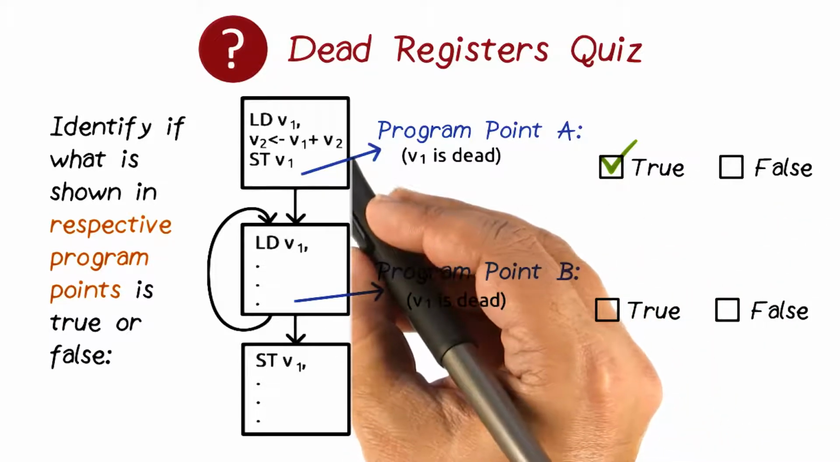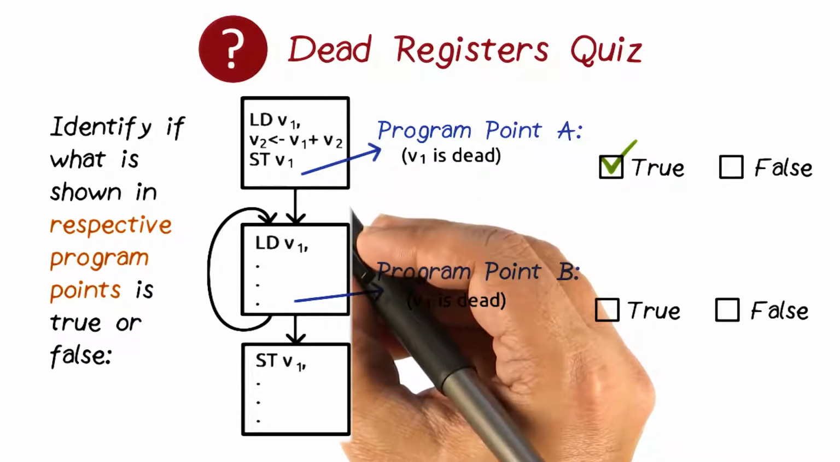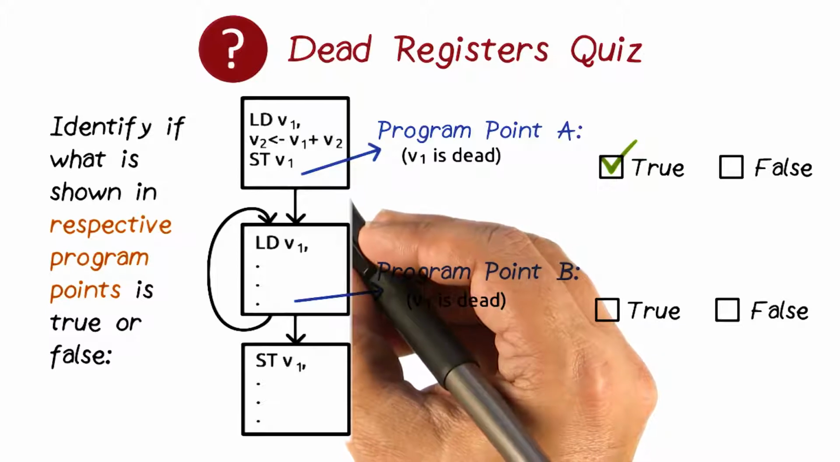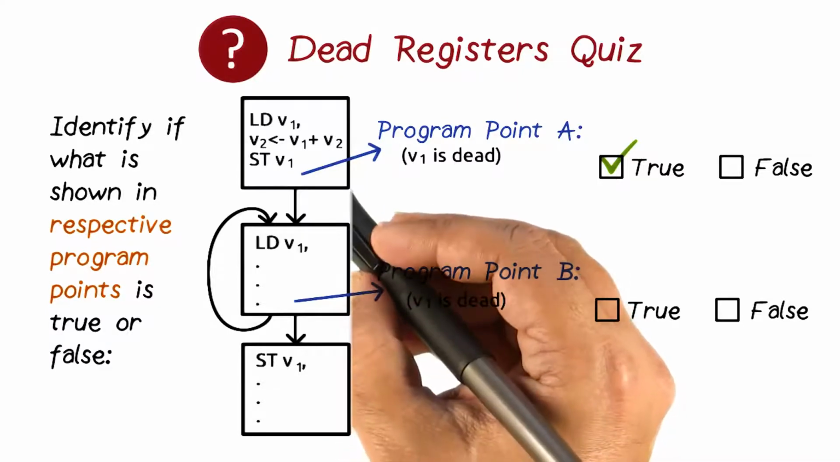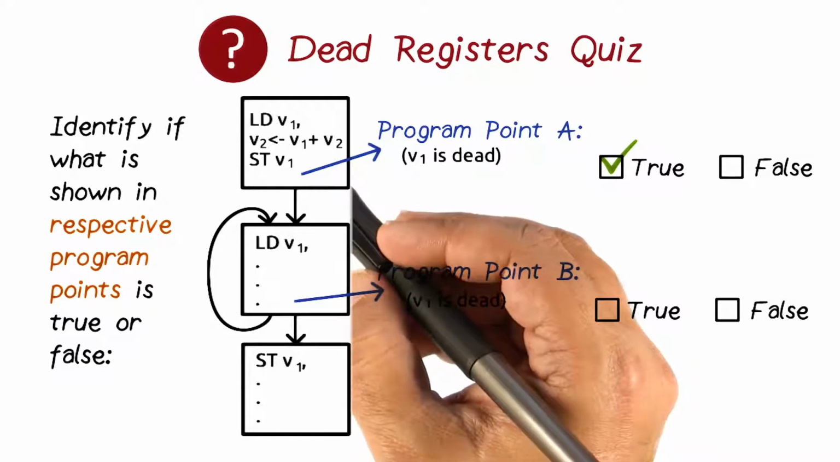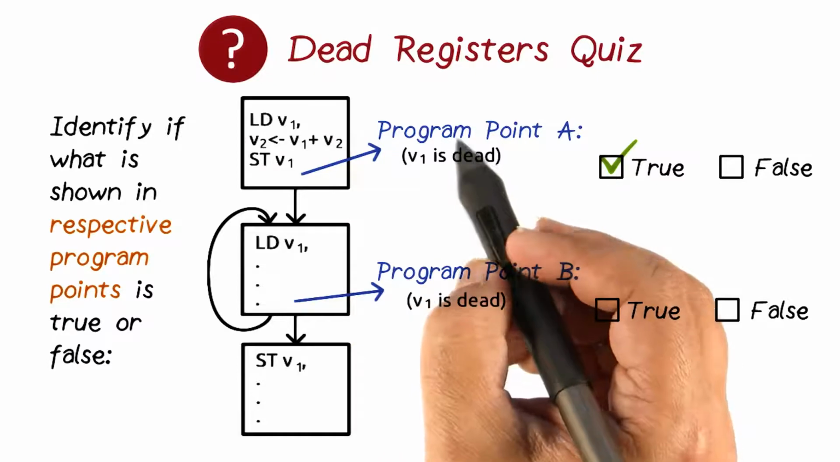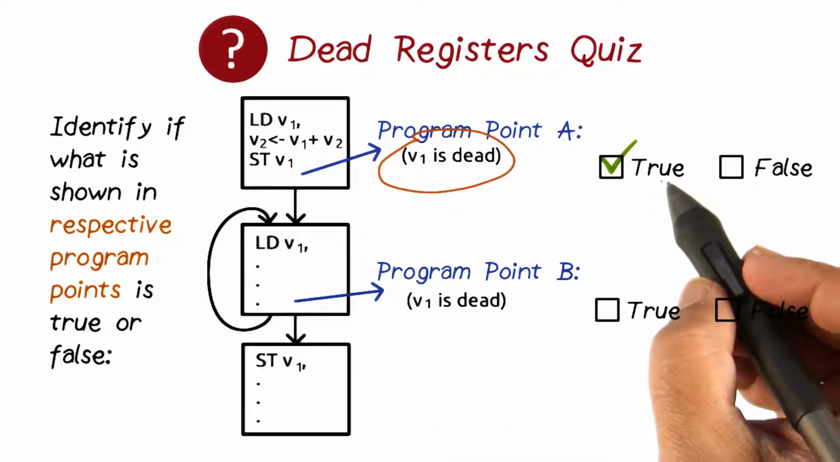You can see that the register V1 is loaded here, is used here, but then stored back to the memory over here, and there is no use of this V1 from this point onwards till a new value is loaded over here. So in this range, there is no use of V1 and the value in it is dead, and therefore V1 is dead. That statement is correct or true here.